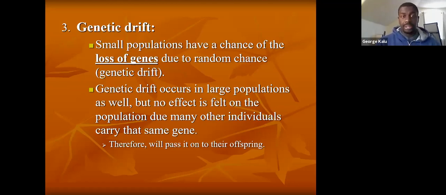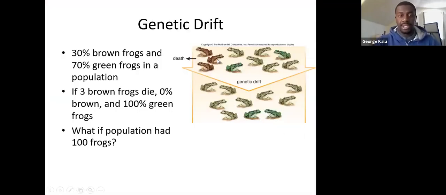So here's the same example we saw from class earlier today. If we have a population of 10 frogs, 3 of them are brown, the other 7 are green.